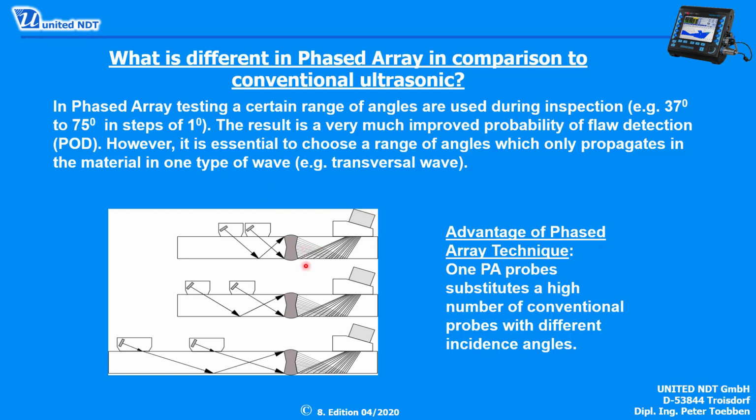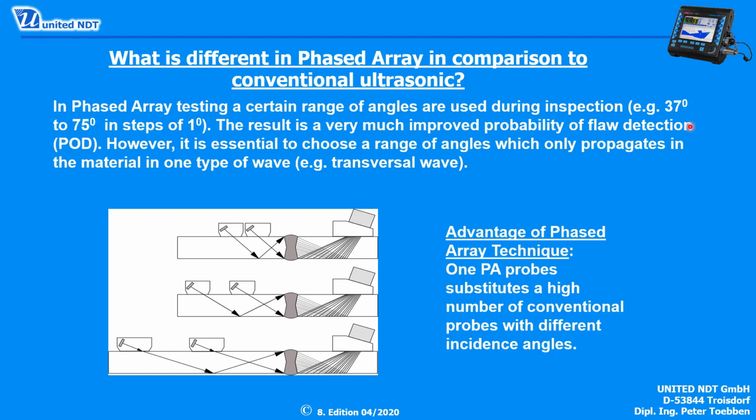And here in this picture on the right, you see a phased array probe, and you see all the beams with different angles, and how the weld is covered with just one probe in one position. You cover the entire weld. So this of course improves the probability of detection very much.